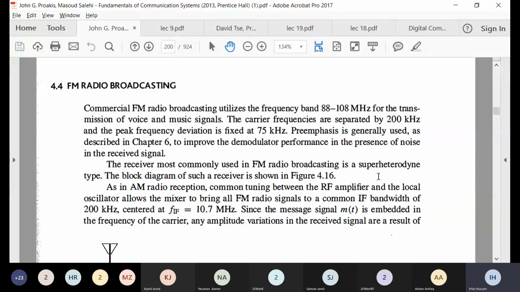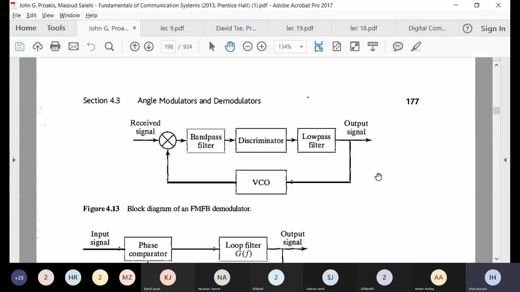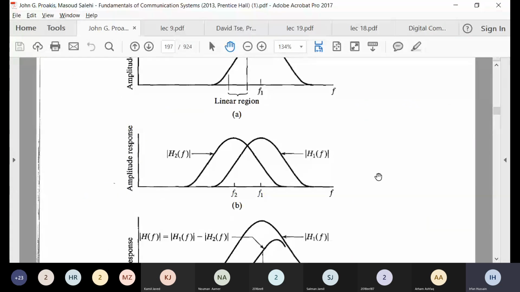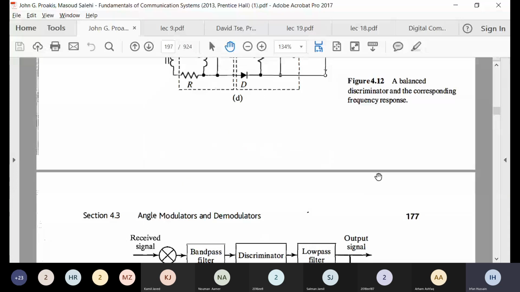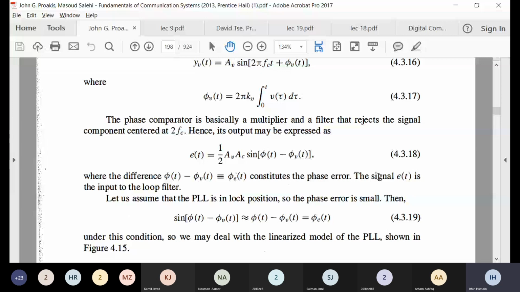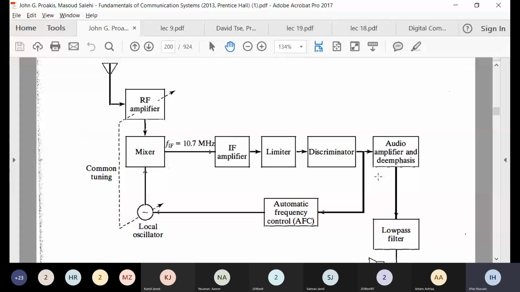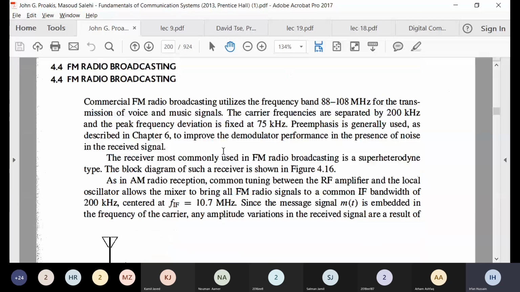You can see this remains the same as the AM superheterodyne receiver, but there the IF frequency was 455 kilohertz. Here the IF frequency is 10.7 megahertz. The IF amplifier will have a bandwidth of 200 kilohertz, while there, if you remember, its bandwidth was different. So here it will just give you that bandwidth. So the common IF band is 200 kilohertz, and the intermediate frequency is 10.7 megahertz as compared to 455 kilohertz there.